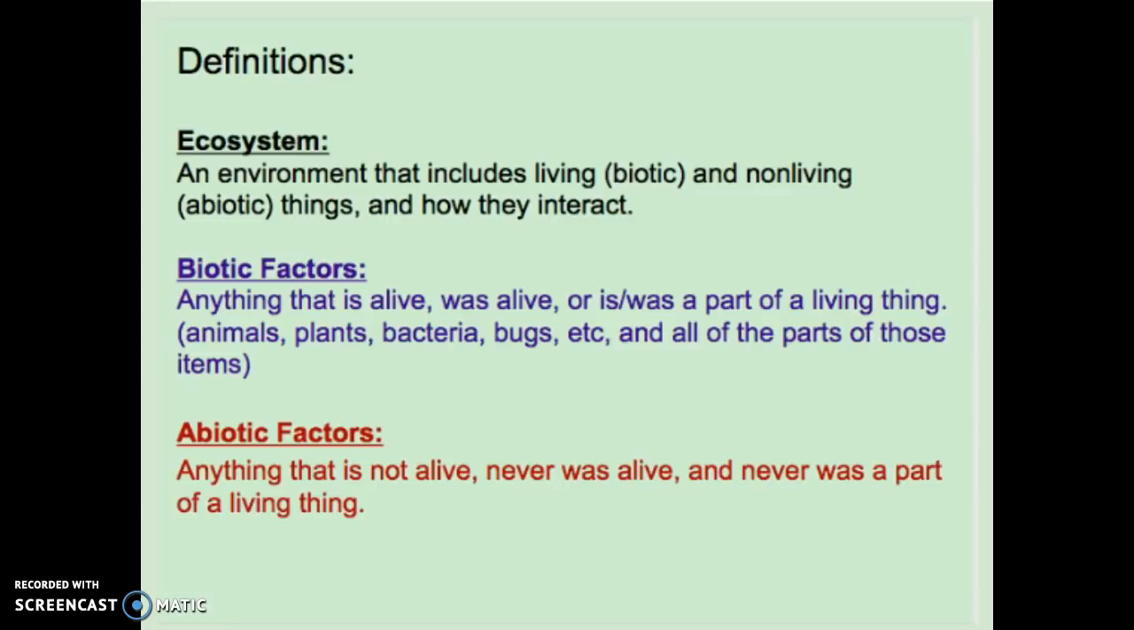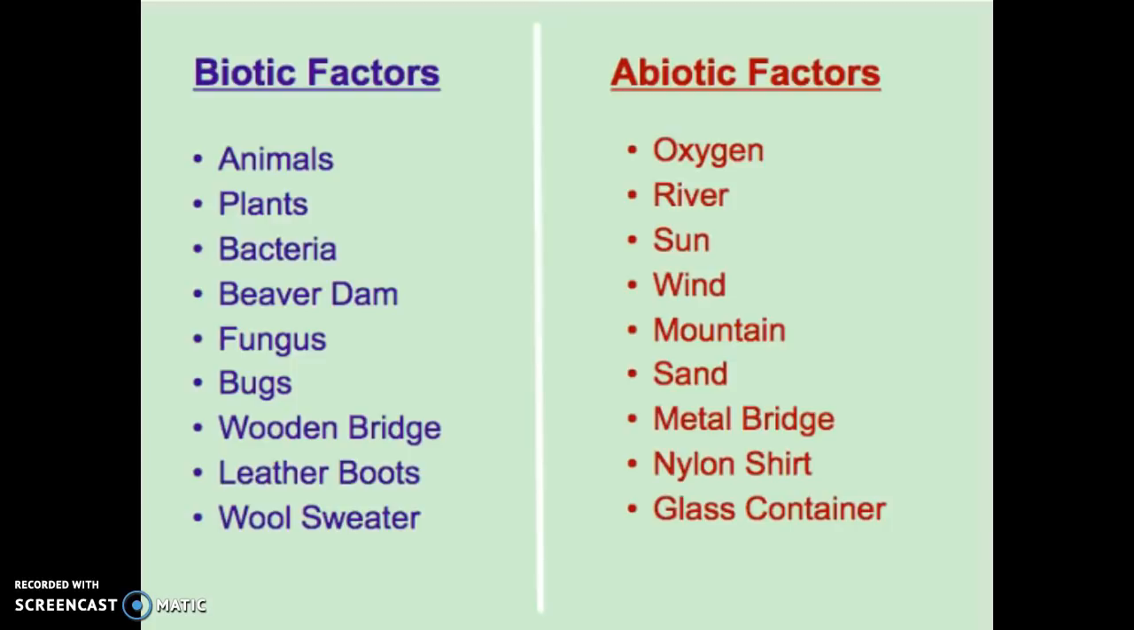On the other hand, abiotic factors are factors that are not alive, never were alive, and were never a part of a living thing. So if you take a look at this slide, you'll notice that some examples of biotic factors would be animals, plants, bacteria, a dam that was built by a beaver, fungus, bugs, even things like a wooden bridge because it's made out of trees, leather boots because they were made out of animal hide, and a wool sweater that would have been made out of a sheep's wool.